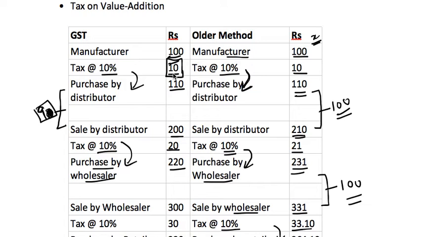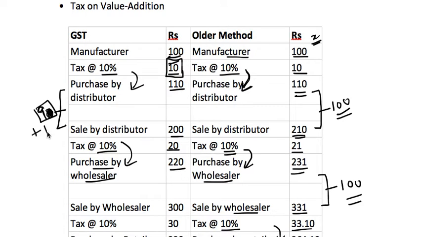So the distributor paid a tax of rupees 10 when he purchased it from the manufacturer, and he collects rupees 20 from the wholesaler when he sells it to the wholesaler. So he will get credit of rupees 10 here from the government, and he will have to pay 20 here to the government.